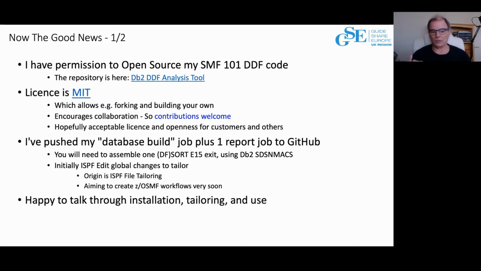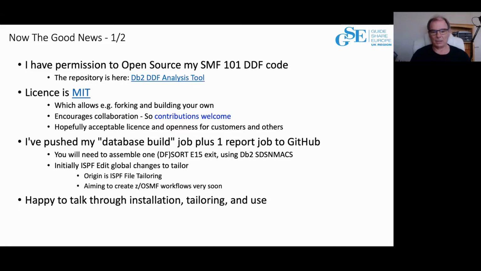Our heritage is actually doing this with ISPF file tailoring, but frankly, shipping an application to do that is really not worth the candle. What is worth doing, and I'm working on this right now, is creating z/OSMF workflows to do the tailoring for you, which you may or may not like, but you know, the way of the world is z/OSMF.